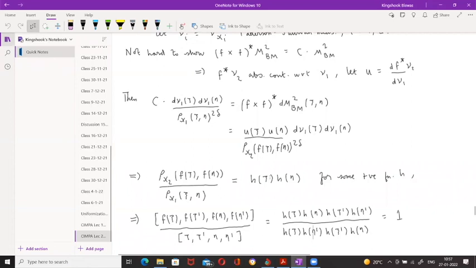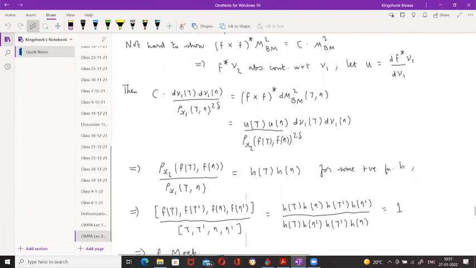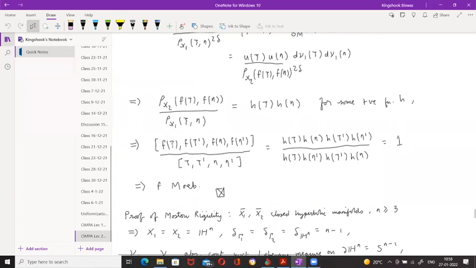And the fact that this ratio splits as a product will tell me that cross ratios are preserved. Because if I take the cross ratio of the image of four points, f(xi'), f(eta'), divided by the cross ratio of the domain points, xi', eta', then what will happen here? In this ratio of cross ratios, I'll get terms like this, basically, right?